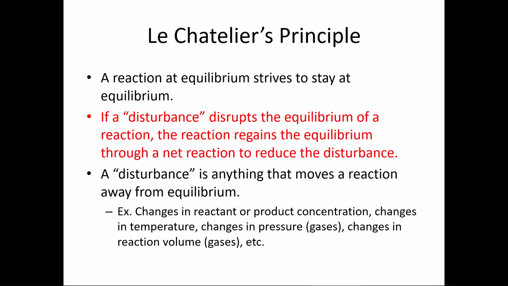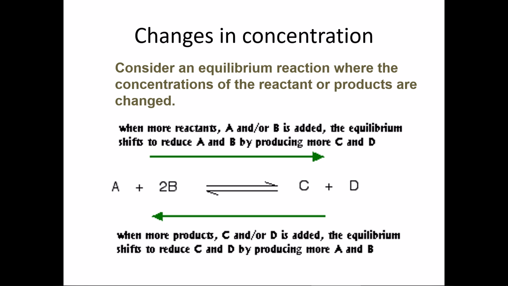So what do we call a disturbance to a reaction? A disturbance in a reaction is anything that can change the concentration. So adding more reactant, removing reactant, adding product, removing product, or even changes in temperature or pressure if we're talking about gases, changing the volume of the container for a gas reaction. All of these things can be disturbances to the equilibrium. So we're going to look at each of these types of disturbances and determine what happens.